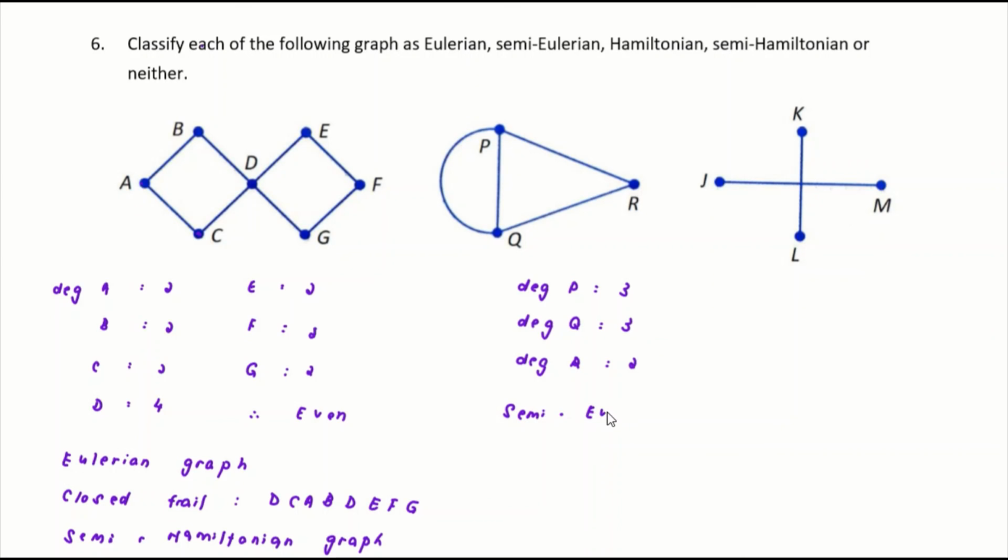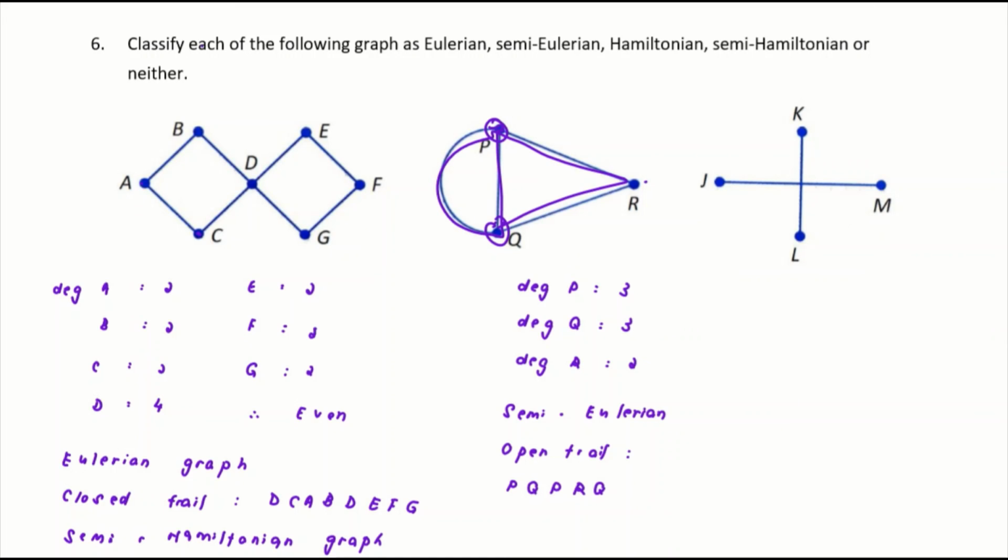So for semi-Eulerian, it will give you an open trail. So for an open trail, which means that you should start and end at the odd vertex. Okay, so if you start from P, then it will be PQ, PRQ. So you see that PQ, PRQ. So you start here and then end here. Okay, or the other way, you can try to do QRP, QP as well. So it's just the same thing.